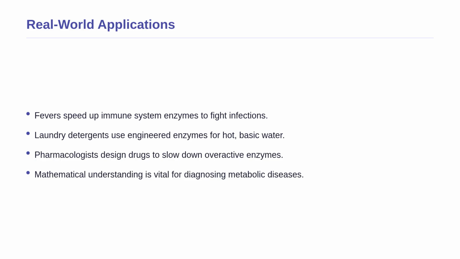Why do these optimal ranges and concentrations matter outside the textbook? Understanding these kinetic factors is absolutely critical in modern medicine and industry. In the human body, a slight fever intentionally speeds up immune system enzymes to help fight off dangerous infections. In industrial applications, companies design laundry detergents with engineered enzymes that must function perfectly in hot water and highly basic pH environments. Furthermore, pharmacologists use this knowledge to design life-saving drugs that intentionally slow down overactive enzymes.